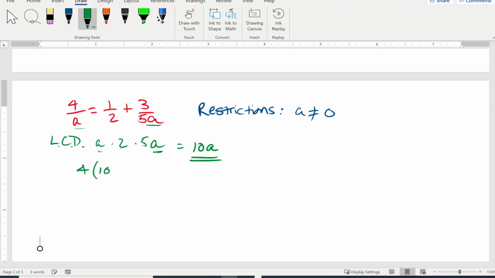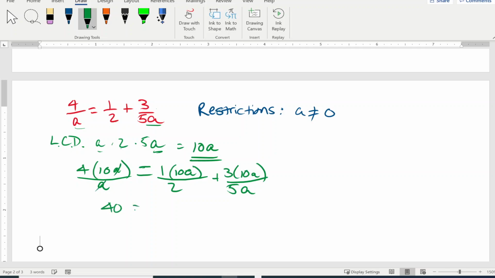So we have 4 times 10a over a equal to 1 times 10a over 2 plus 3 times 10a over 5a. Okay, so let's see what we can cancel. In this first term, the a's cancel, and we're left with 40. In this term here, the 2 cancels here, and this becomes 5, so we're left with 5a. And here, the a's cancel, 5 cancels with the 10, this becomes 2, and we're left with 6.